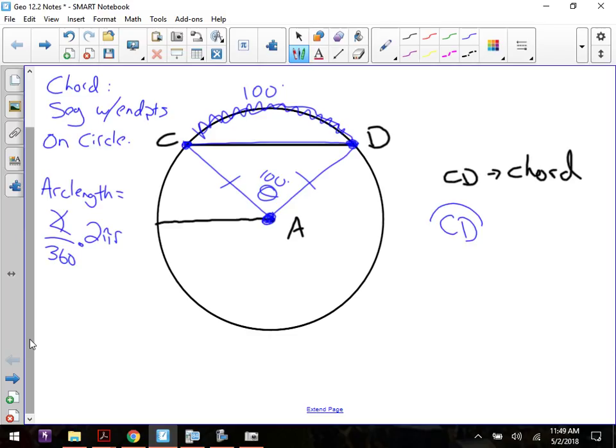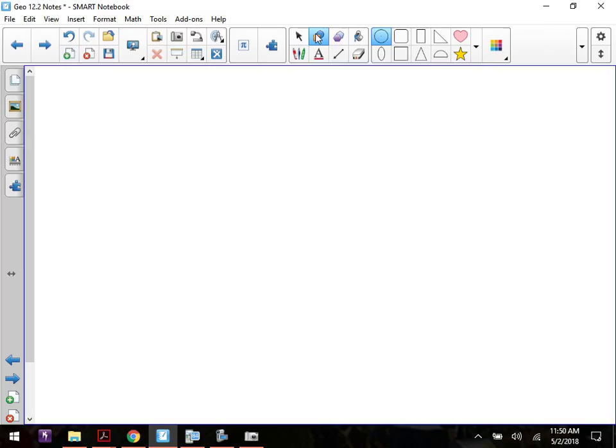What else was there on this? The other thing that happens a lot with chords is that we're going to talk about them in terms of relationships between one another. Do you guys all agree that if you're in one circle, the radius always stays the same? Which means the diameter would be twice the radius. Is there any segment in a circle that could be larger than a diameter?